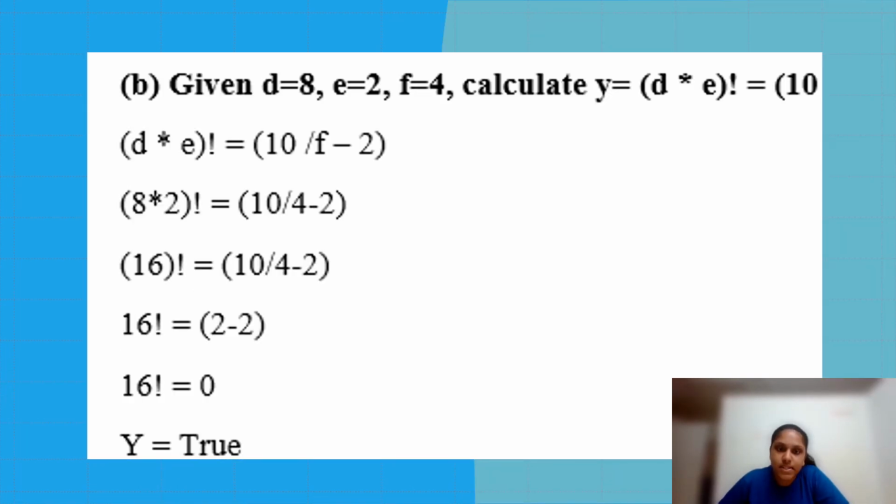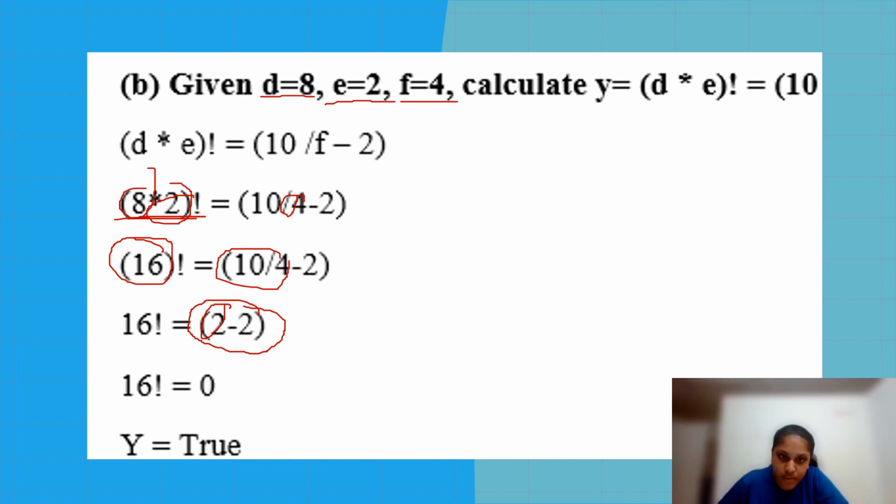For question B, D equals 8, E equals 2, F equals 4. Here we substitute D with 8, E with 2, F with 4. We solve the left bracket first, which makes 8 times 2 equals 16. 10 divided by 4 will get 2, and then we solve the right bracket, which makes 2 minus 2 equals 0. Then 16 is not equal to 0, which makes y equals true.